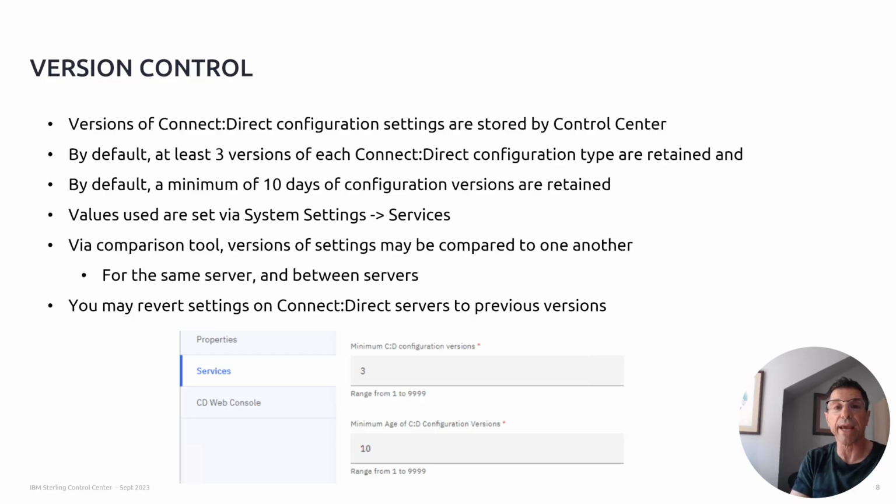And another thing you can do with versions is you can revert a setting on a Connect Direct server to an earlier version. So if somebody made some change locally that was ill-advised, you can just undo it with just a few clicks.